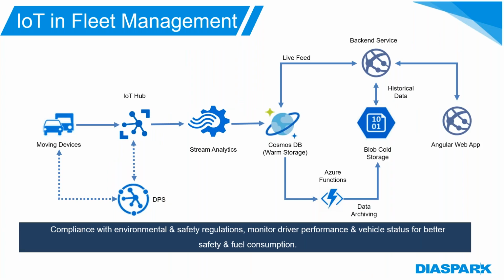So this is the architecture diagram for that fleet management. Here we have the moving devices, which connect with the device provisioning service for the first time. It takes the connection string from the IoT Hub and sends it back to the moving devices. Then the moving devices send the location data to the IoT Hub. Then the IoT Hub can be subscribed to by Stream Analytics. It generates the data and forwards that to Cosmos DB for warm storage when we really need live feeds. So backend services can read the data from Cosmos DB and send it back to the Angular app or your mobile apps. Then the second thing is whenever we need the historical data.